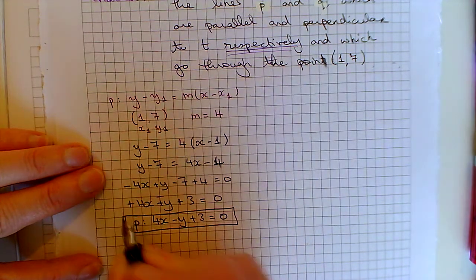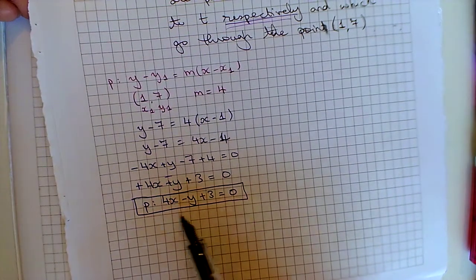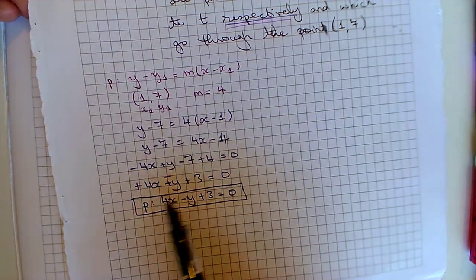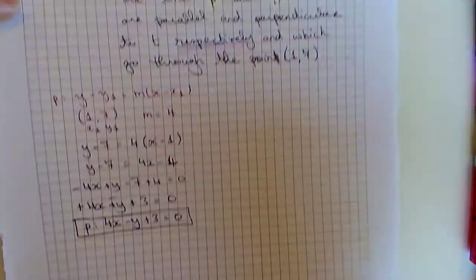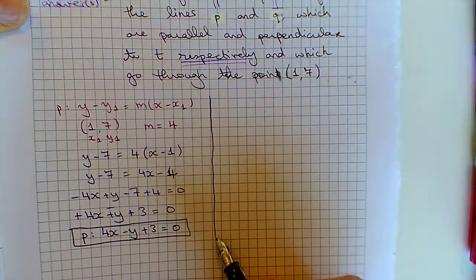So that's my parallel line, and I've written it not in the form y equals mx plus c, but ax plus by plus c equal to 0. So everything on one side equals 0. That's the default way of writing the line if the question doesn't specify.